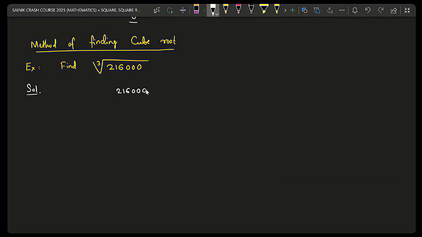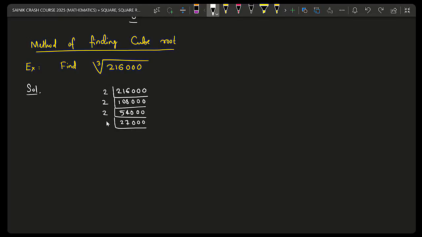216000, let us prime factorize this. It's divisible by 2. 2 ones are 2, 8s are 16. Whenever you are taking two digits, don't forget to use this 0. Don't write directly 8. So 000. 2 fives are 10. 2 fours are 8, 000. Next, 2 into 27, 54, 000. Now let's divide by 3. Yes, 27 also is divisible.